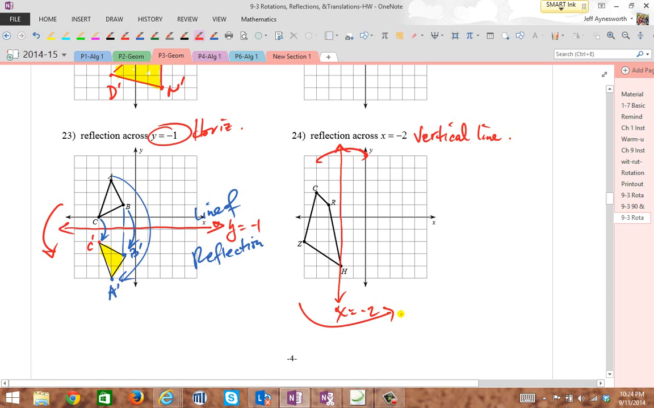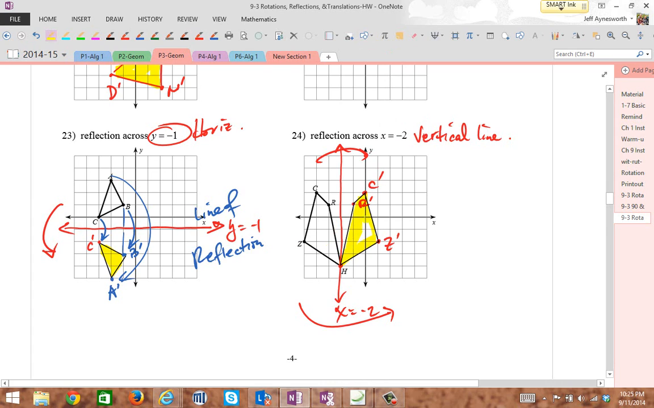right side. So C is 2 units to the left, so go 2 units to the right. R, it's 1 unit to the left, so go 1 unit right. H doesn't move, it's on the line of symmetry. Z is 3 units away, so go 1, 2, 3 on the right. There's Z prime, and then connect. Okay, so connect all your primes, guys. All right, there you go. And then highlight your image.